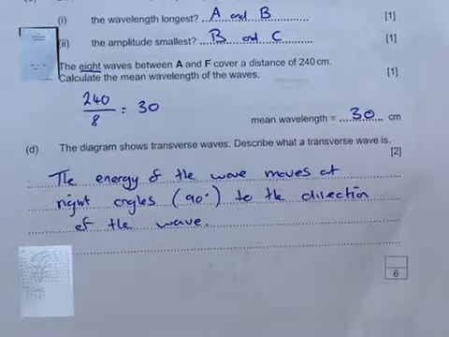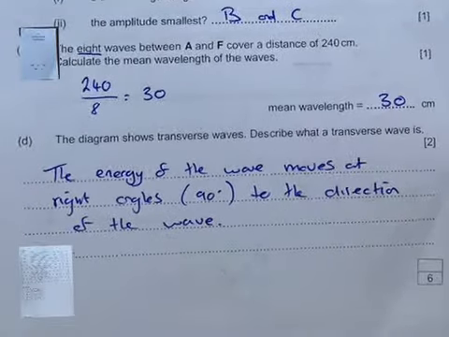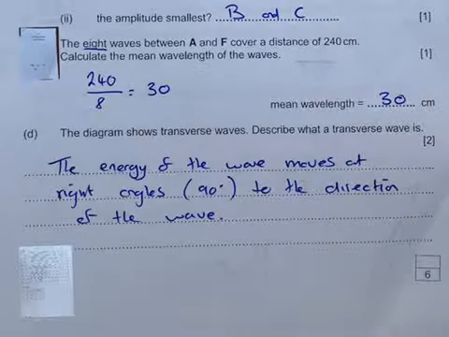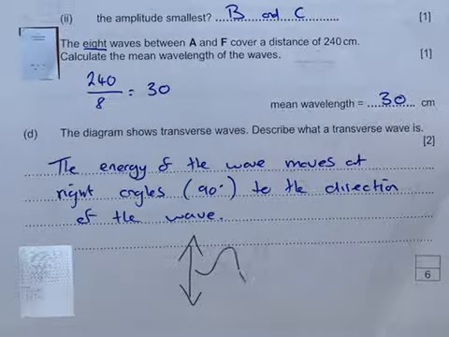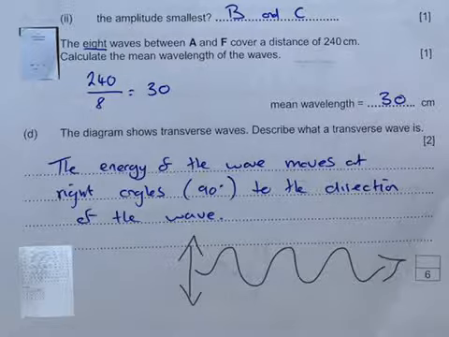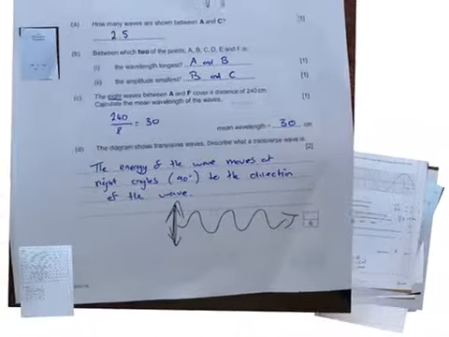The diagram shows a transverse wave. To describe what is meant by a transverse wave: the energy of the wave moves at right angles, 90 degrees, to the direction of the wave. So if I'm going up and down, then the direction of the wave is going to go this way. Okay? But I'm moving it up and down like that. So that's 90 degrees to the direction of the wave.